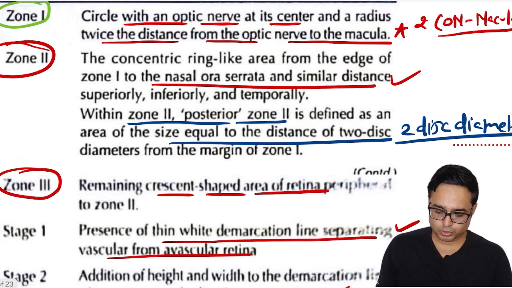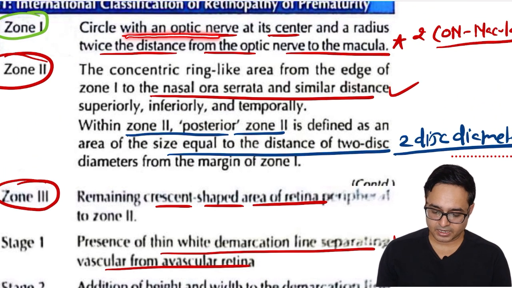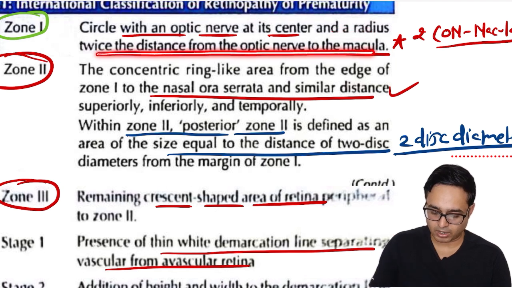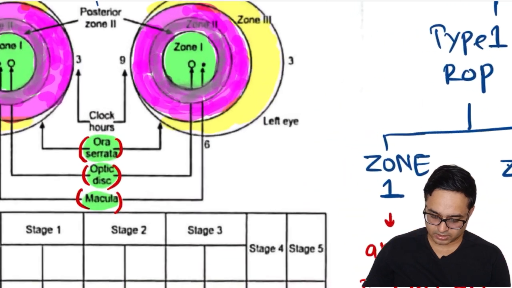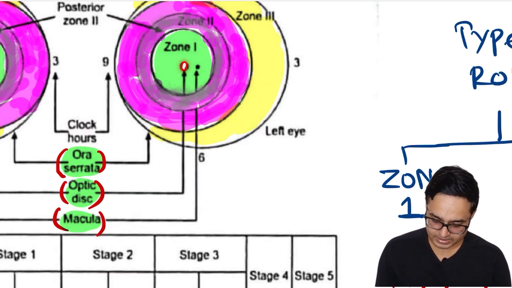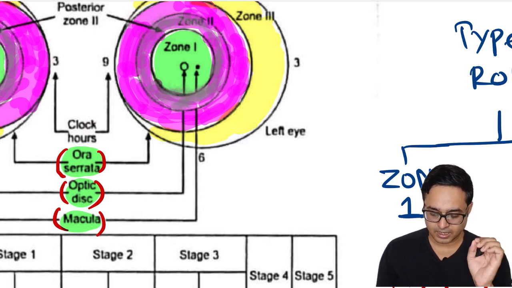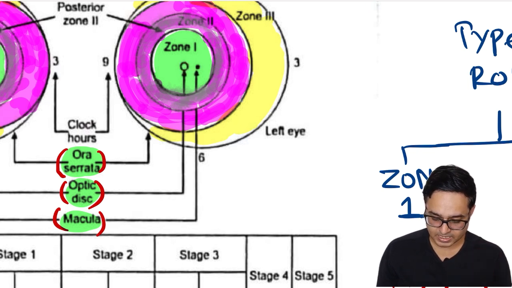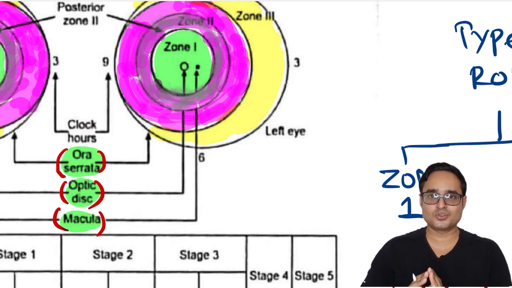Zone 1 is a circle with the optic nerve at its center and a radius that is twice the distance from the optic nerve to the macula. This is the optic disc, this is the macula, so the distance is twice one and two, and that is the radius. So zone 1 encircles the optic disc, and its radius is twice the distance from the optic disc to the macula. Understood? So this is zone 1.